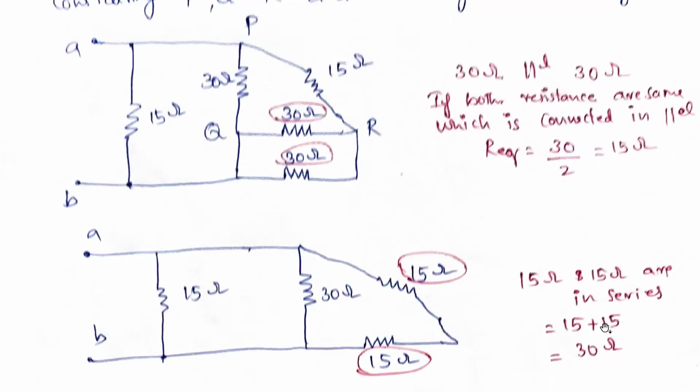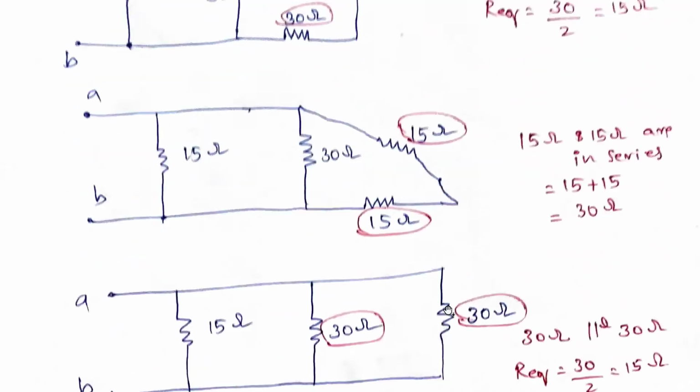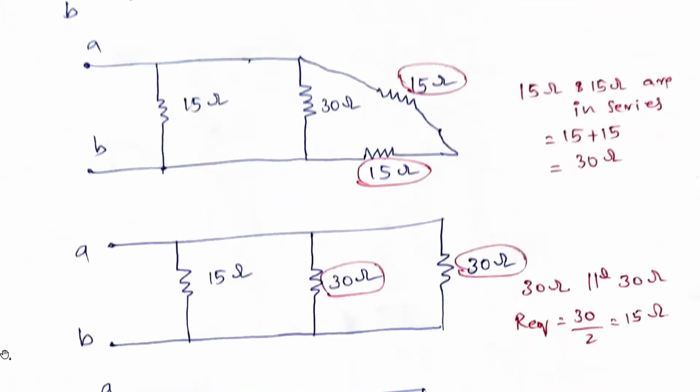So again this 30 and 30, if you see, are in parallel. If 15 and 15 are added, this is 30. So again these 30 and 30 are in parallel. Okay, if you draw like this, it is also the same. So 30 and 30 resistances are in parallel, and having the same values means just divide by 2. So 30 divided by 2 is 15 ohms.